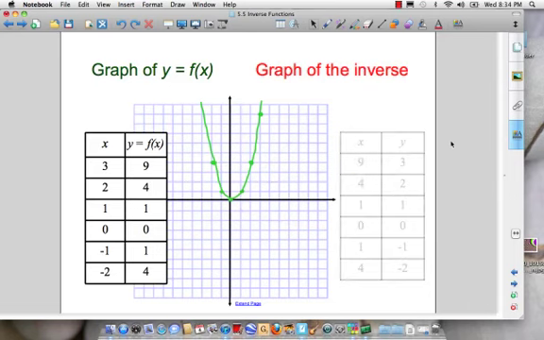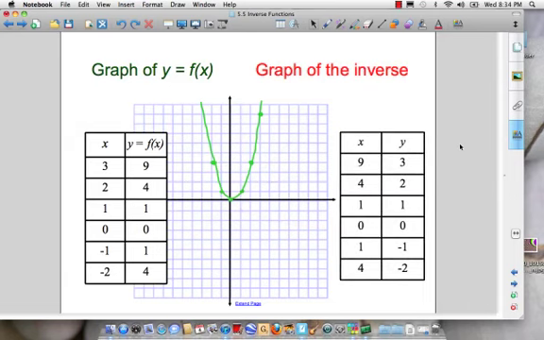Alright, so now let's consider what happens if we want to graph the inverse. So here's the table of the inverse. And if you plot those points and connect them, you get something that looks like that. Somewhere in here I actually have the points themselves, but they don't seem to want to appear, so hopefully you get the idea there.